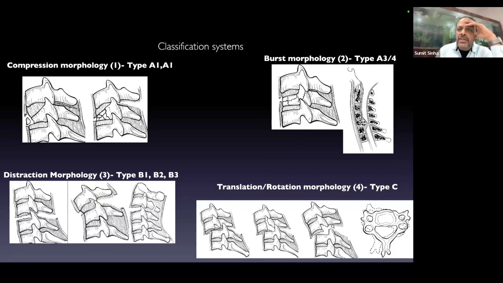we say that this is the axial loading which is happening, and therefore what is happening is the compression of the vertebral body, and in that effect the superior or the inferior end plate gets fractured, as you can see in the first figure. And whenever the axial loading is so much that both of them are fractured as well as the posterior wall of the vertebral body is also fractured, this comes into the burst morphology.